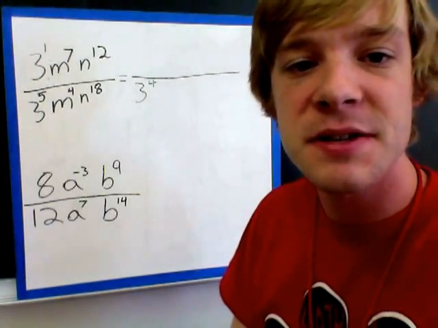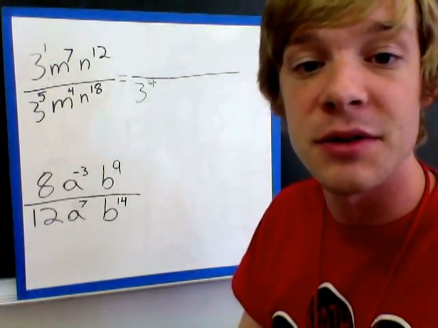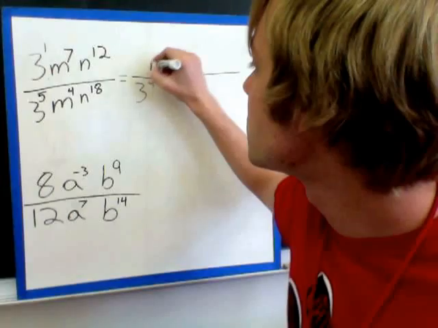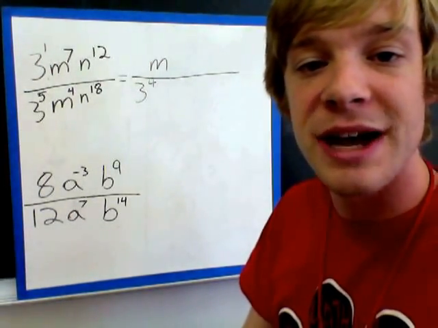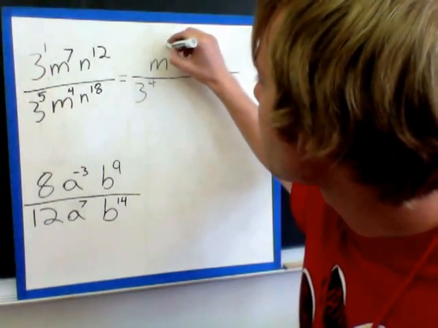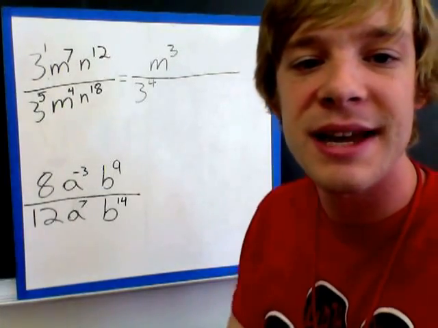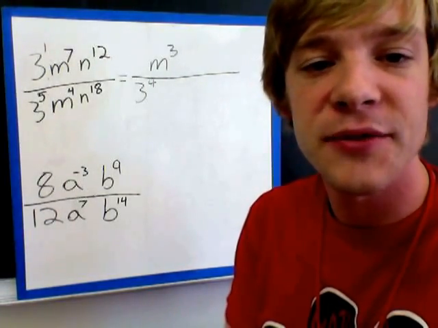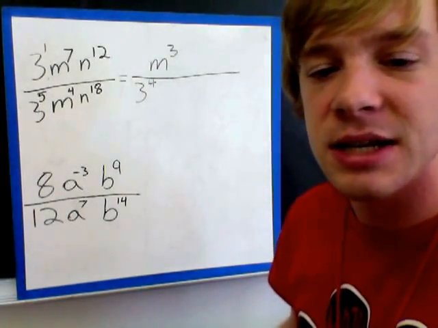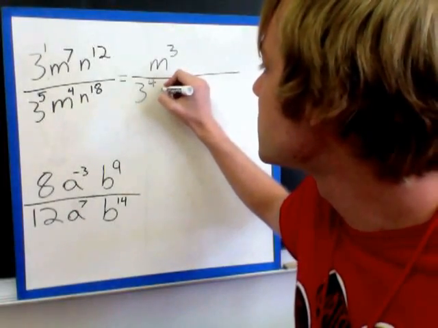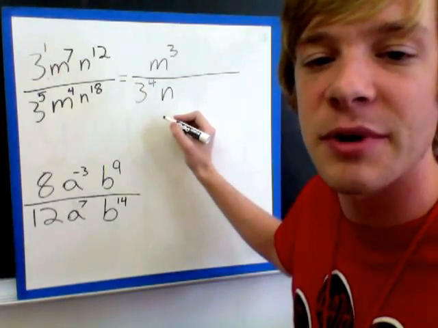With the bases of m, we see that m to the 7th is in the numerator, so we're going to want our base of m in the numerator. And then I'm going to subtract 7 minus 4, that gives me 3, so I'm going to have m to the 3rd. With the n's, I have n to the 12th and n to the 18th, so I find that I'm going to have my n base in the denominator, and I'm going to subtract 18 minus 12. And since 18 minus 12 is 6, I'm going to have n to the 6th power in the denominator.